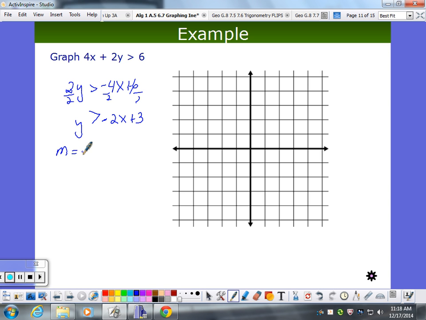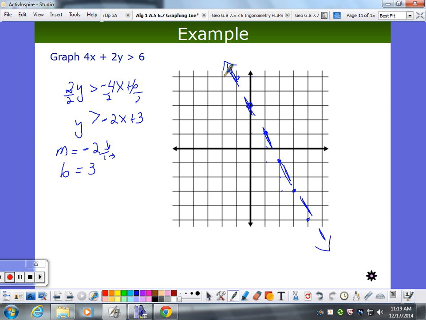So m equals and b equals. So I go to my b of 3. -2/1 says go down and right. Okay. Down and right. Down and right. Down and right. Or up and left. Now I have to draw this line, but before I do it, will it be solid or dashed? Dashed. Because this part of the line is not a solution.